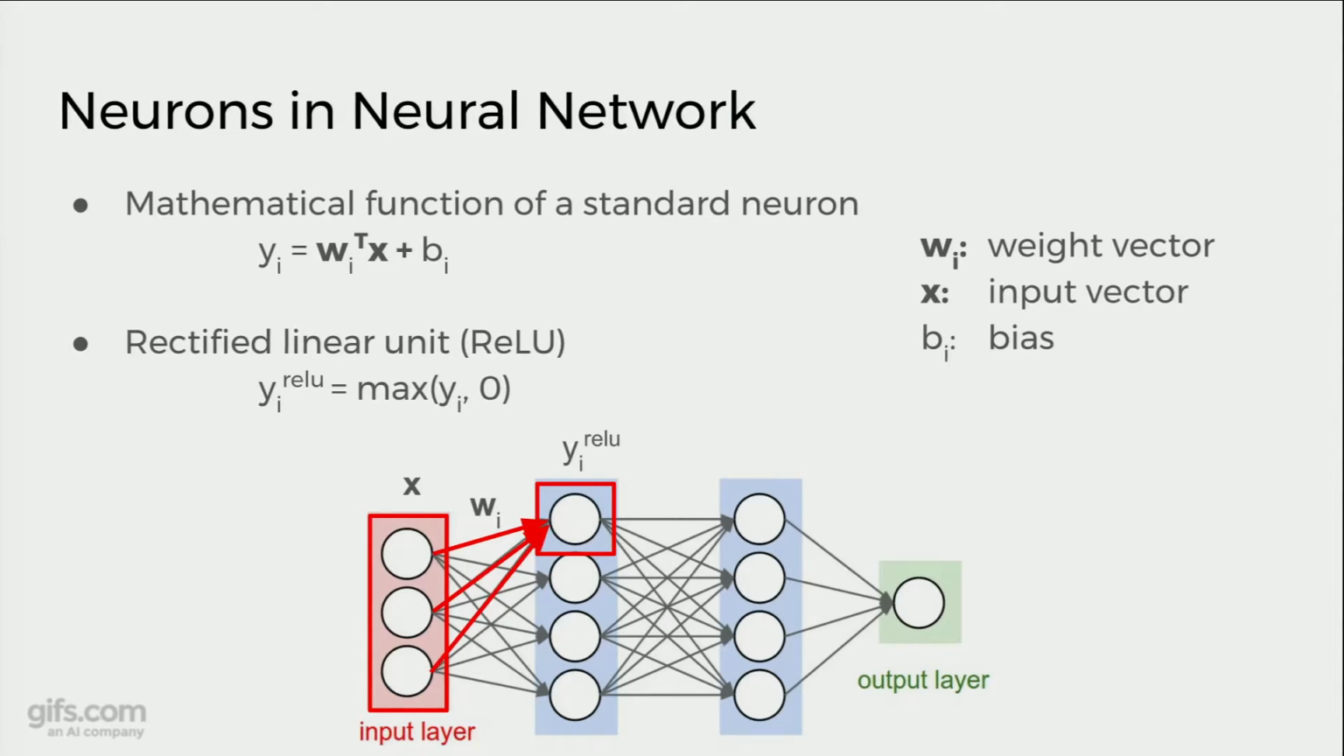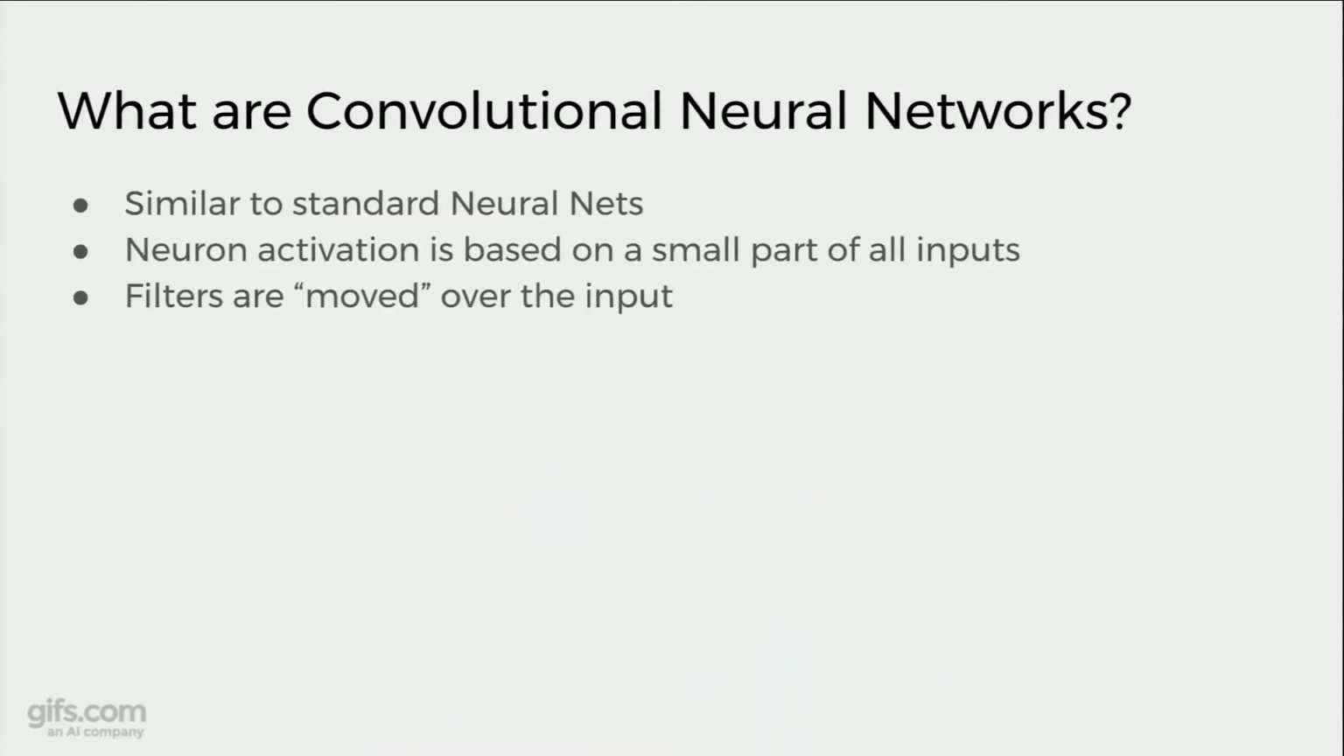This is illustrated here graphically. For a standard neuron in a neural network, each neuron sees the complete input from the previous layer. On the first layer, that's the pixels, and later on, that's the activation from previous neurons. Now in the CNN, it's quite similar, but each neuron doesn't see the complete input. It only sees a small part. Then the convolutional filters, these weights, are moved over the input to compute an activation.